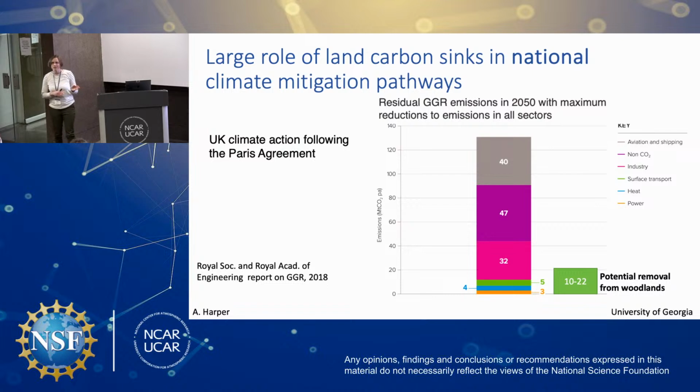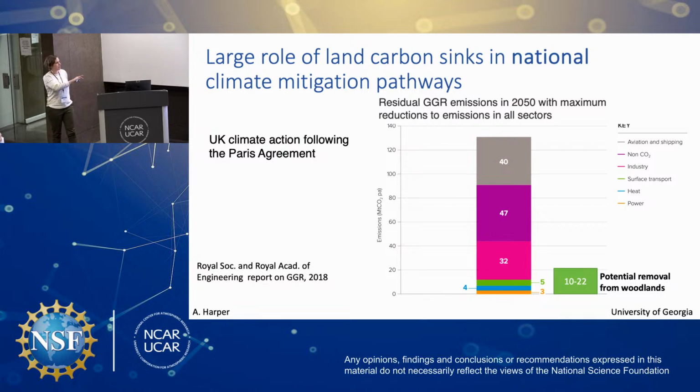And also another motivating thing is thinking about national, so that's on a global scale, but on a national scale, countries are now really considering how they can meet net zero targets and what role the land surface can play in that. So for example, in the UK, they have legislation to meet net zero emissions by 2050. And this study a few years ago from the Royal Society looked at how much we could cut emissions by 2050, being really aggressive.